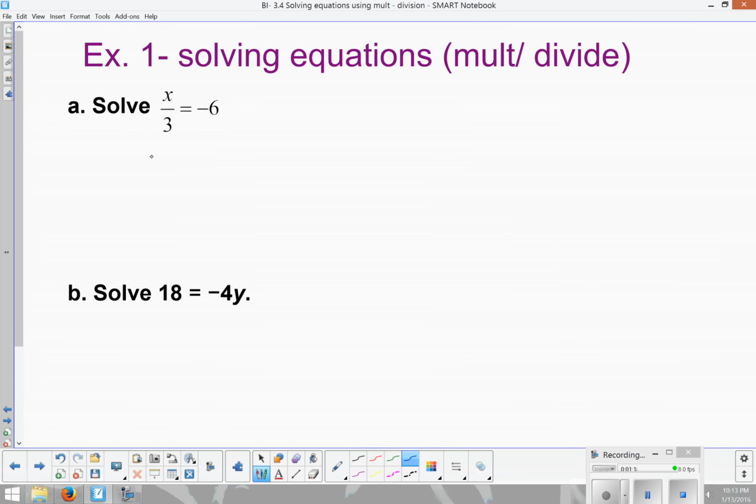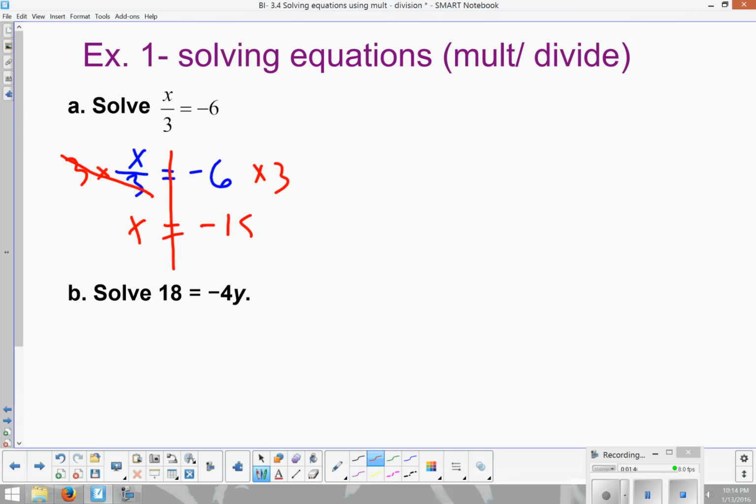Let me go ahead and rewrite this problem for you so you can see. So x over 3 equals negative 6. Again, opposite of divide would be multiply. So I'm going to multiply this side by 3 to get x by itself. If I do it to this side, train tracks, I'm going to do it to the other side. So what happens to this side? This cancels out, so now x is by itself. Negative 6 times 3 will be negative 18. So this would be your answer.